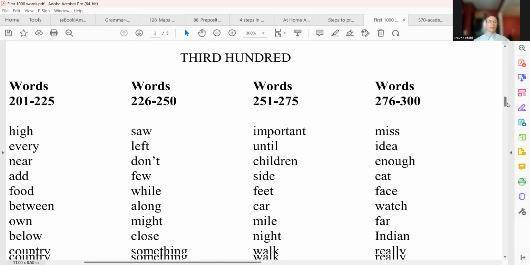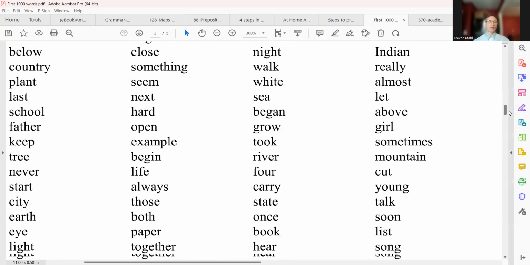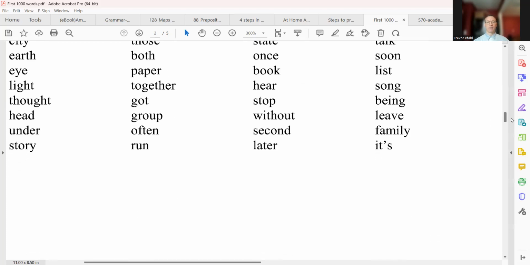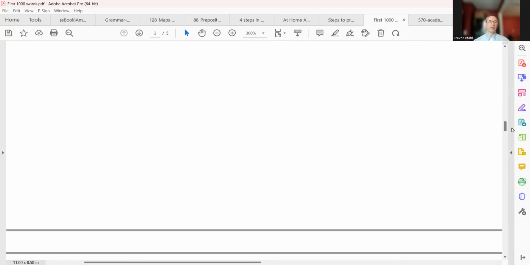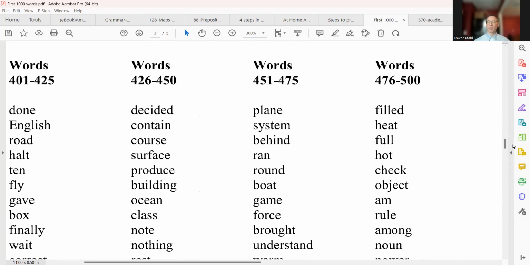As you get to words, so there's 100, 200, 300. As you get to words, I'll say 350, 400, 500, you'll notice that the words are becoming a little bit longer, a little bit more difficult. So I would slow down and be looking at maybe 25 or 50 words per day, depending on how much time you have. But again, you're just looking to know the spelling and the meaning.